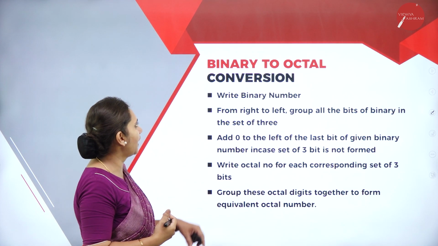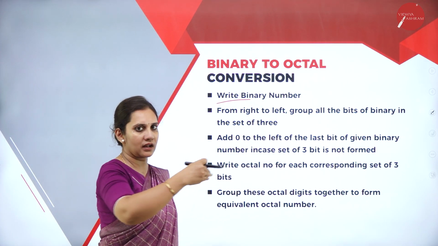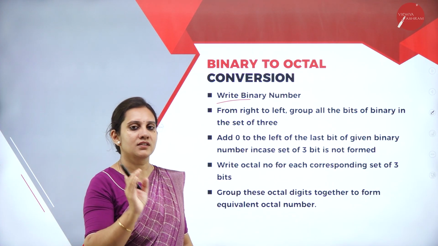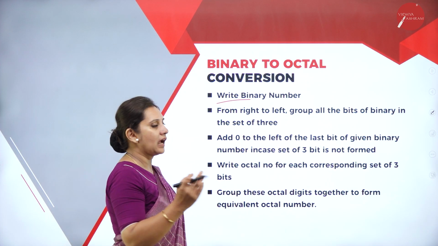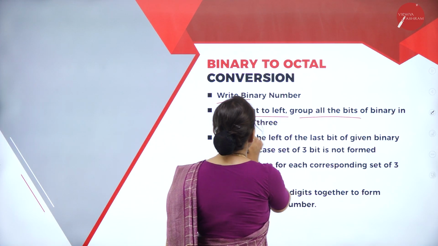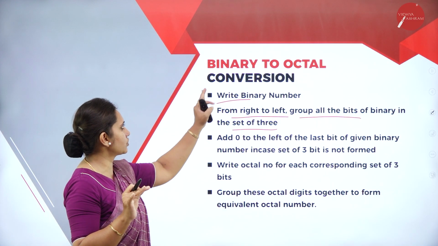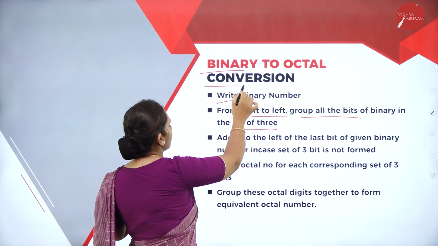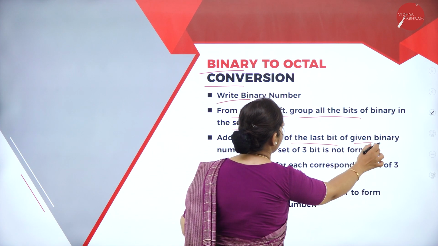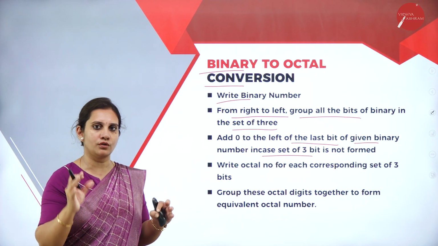Now let us understand binary to octal conversion. How to convert? Write the binary number again. From right to left, group all the bits of the binary in sets of 3. This is quite a bit simpler, and of course it is a new method you're learning. How to group, I'll teach you. Add 0 to the left of the last bit given in the binary in case we don't get the formation of 3 bits.